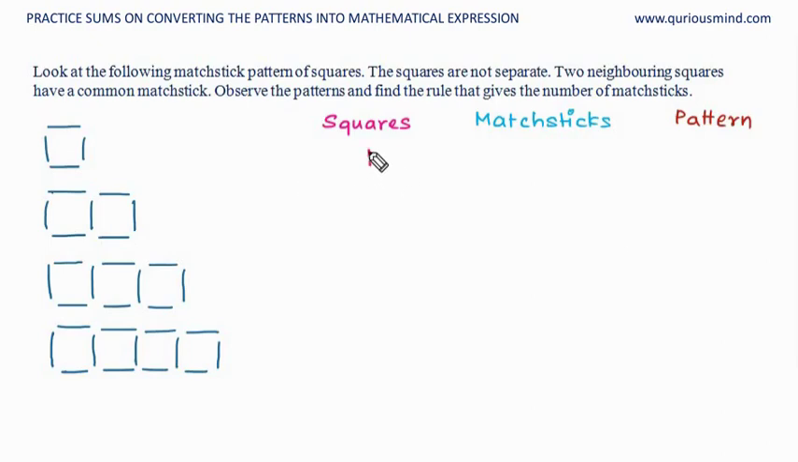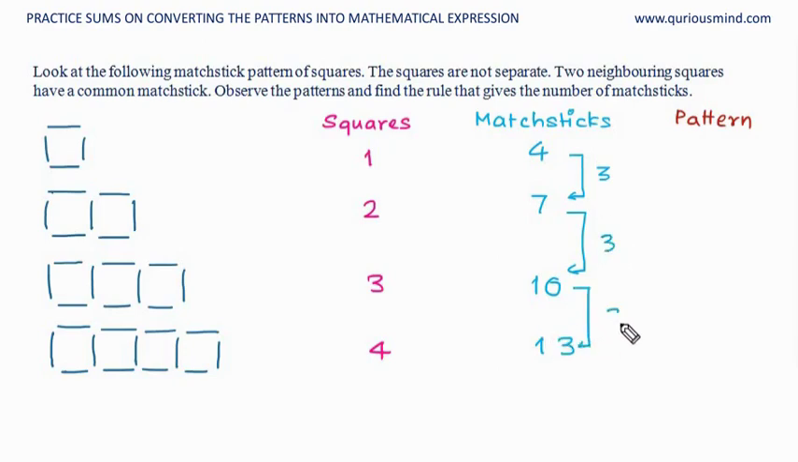So how many squares do I have here? First 1, here 2, here 3, and here 4. How many matchsticks do I need? Here I need 4 matchsticks. Here I need 4, 5, 6, 7 matchsticks. Here 7, and then 8, 9, 10 matchsticks. And then 11, 12, 13 matchsticks. So if we see between these, when I move from 1 square to 2 squares, I need to add 3 more matchsticks. From 2 to 3, I again need to add 3 more matchsticks. From 10 to 13, so 3 to 4, I need to add 3 more matchsticks.